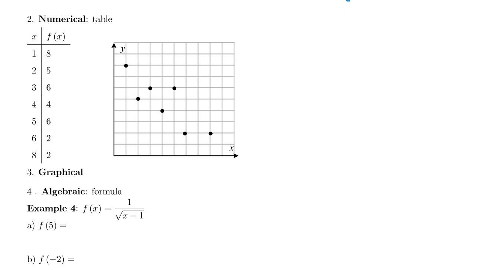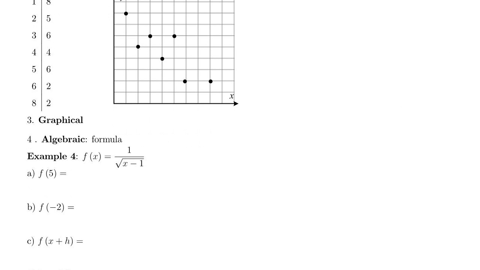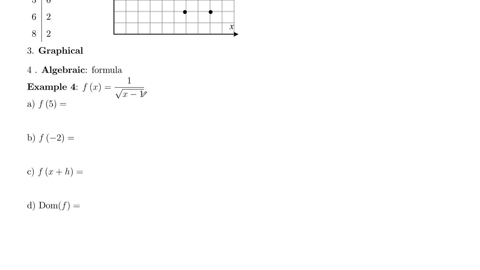Let's look at another example of algebraic here. So let's say that our function is given by f of x is 1 over root x minus 1. So what is f of 5? Well, that's going to be 1 over root 5 minus 1. So plug in 5 for x. So that's 1 over square root of 4, which is 1/2.